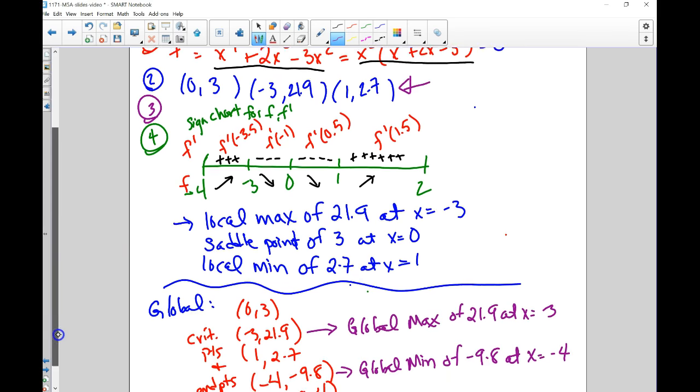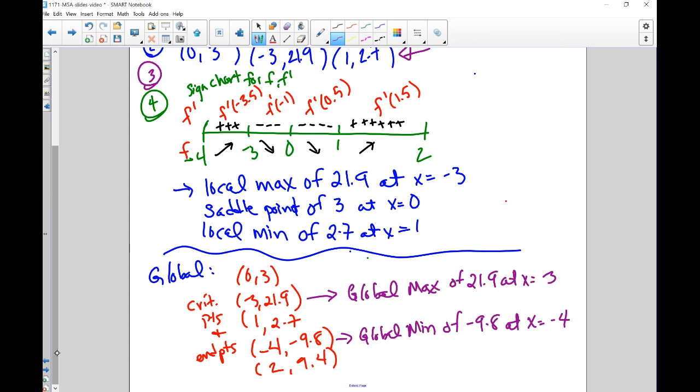And then for global extrema, I had to find the x, y pairs of my critical points and endpoints, and take the largest as the global max and the smallest as the global min.